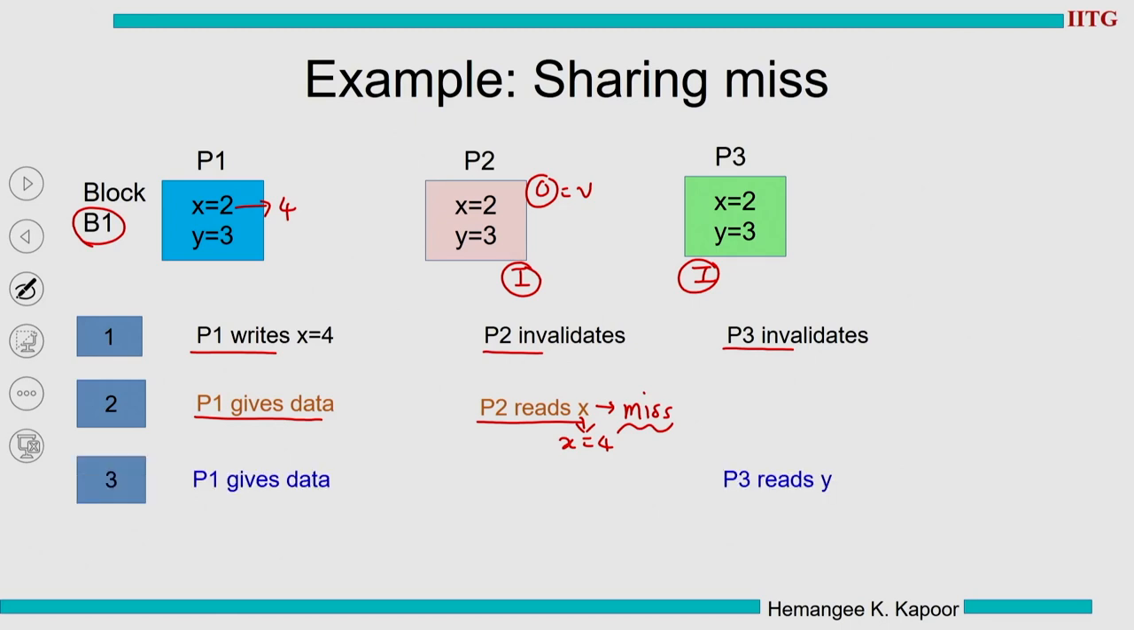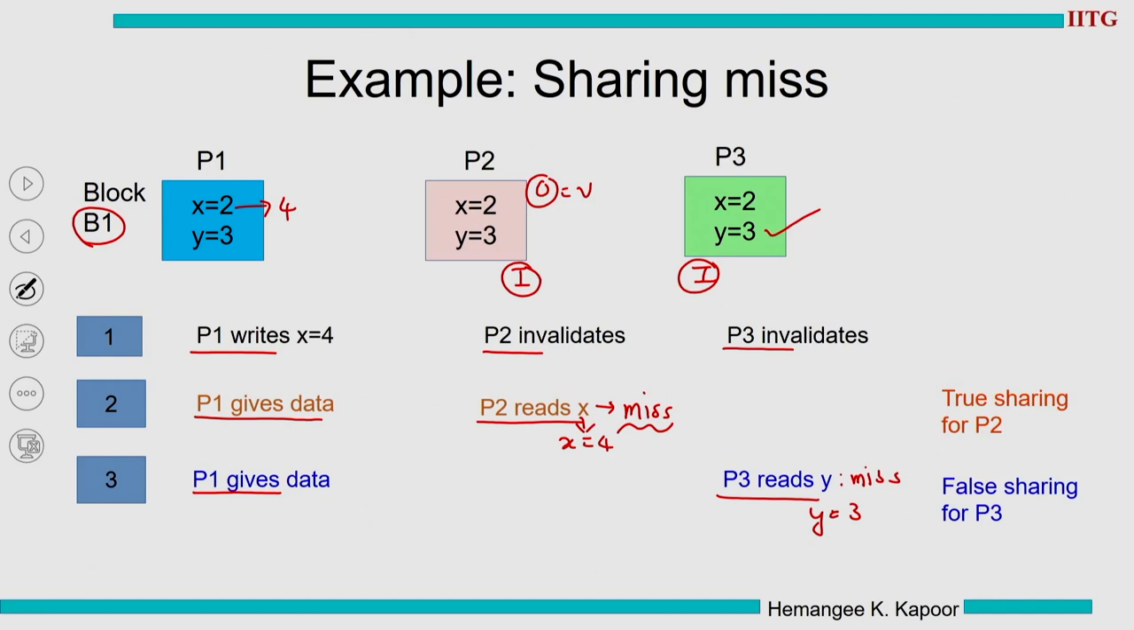Third event is P3 reads y. Even here, this is going to incur a cache miss because we invalidated the block in event number 1. In this case also, P1 provides the data. When P1 provides the data, what value do you think P3 is going to read? P3 is going to read y equal to 3, the same value it had in the beginning, right? No new value has changed because P1 did not write to the variable y. But unnecessarily P3 incurred a cache miss and had to reload the block.